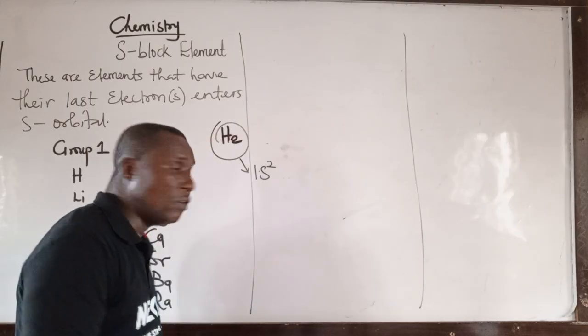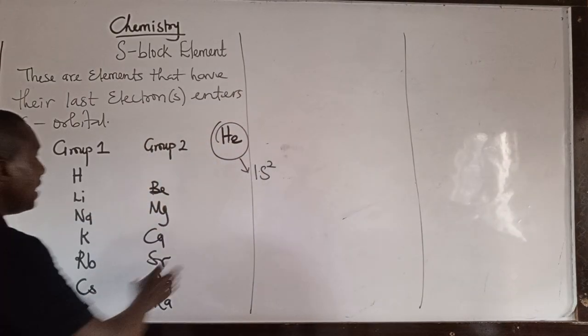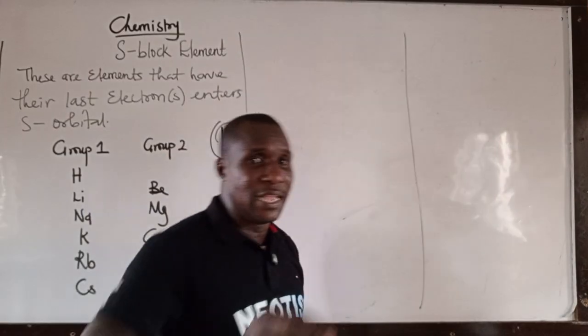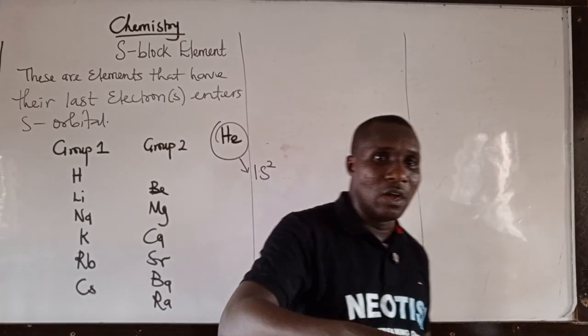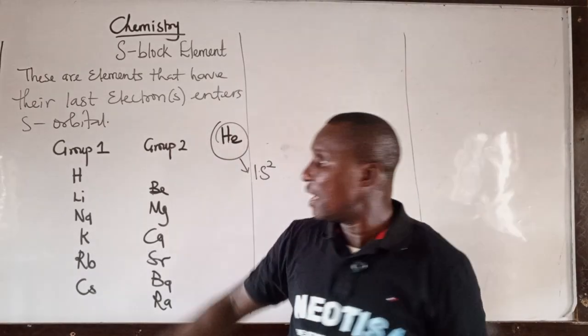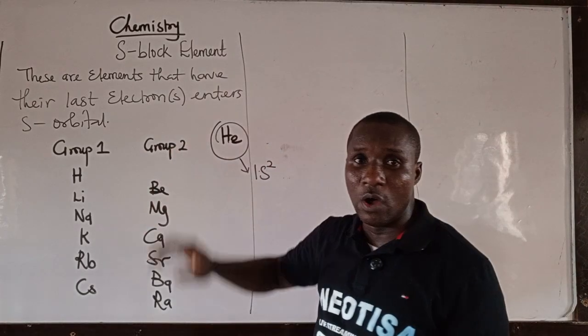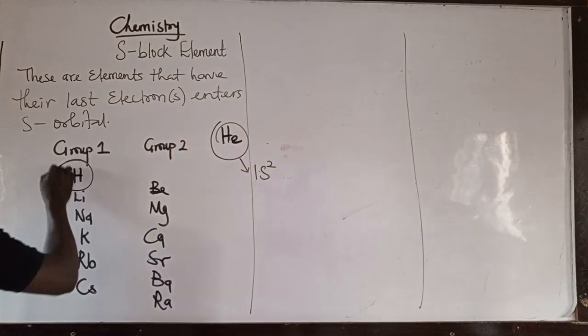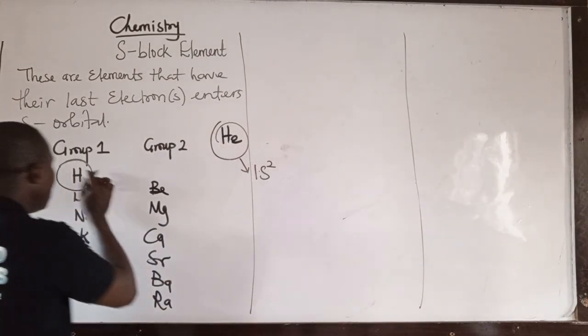But let's move on. I said these are elements that have their last electron enter the S orbital, and they are group 1 and group 2 elements. But don't forget hydrogen, I've explained this.